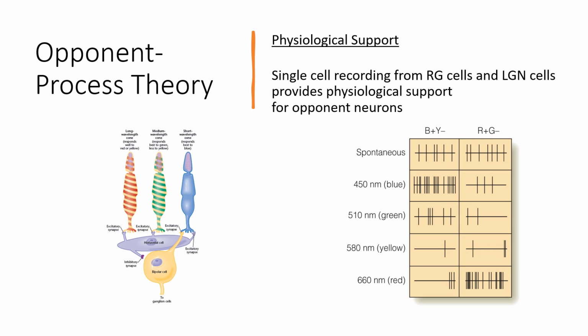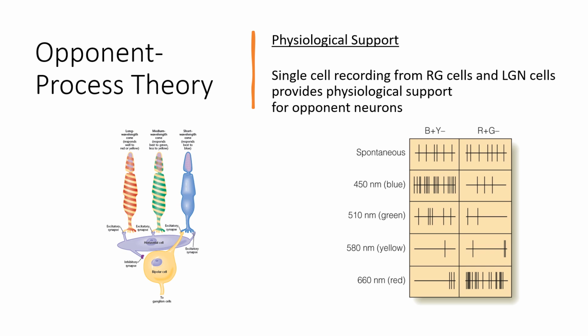And they found these neurons that had these opponent mechanisms, where if I look at the B plus, yellow minus, so blue excitatory, yellow inhibitory, we see at the top, not seeing anything, we have a spontaneous firing. I present a 450 nanometer light. We see this excitatory response, so lots of impulses. With a 510 nanometer light at green, maybe a little bit of response, but not much. With 580 nanometers at yellow, it looks like inhibition. With 660 nanometers at red, it looks like inhibition.